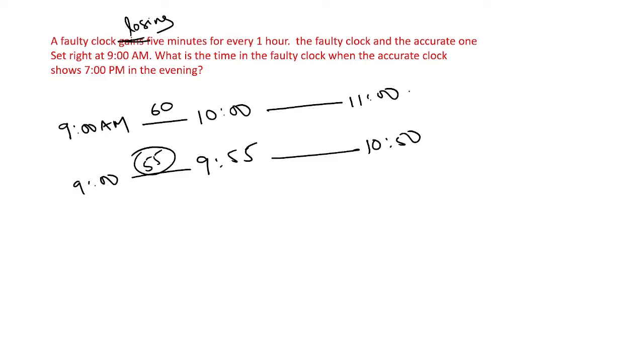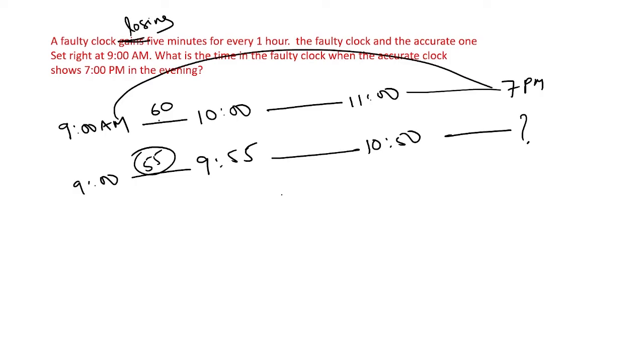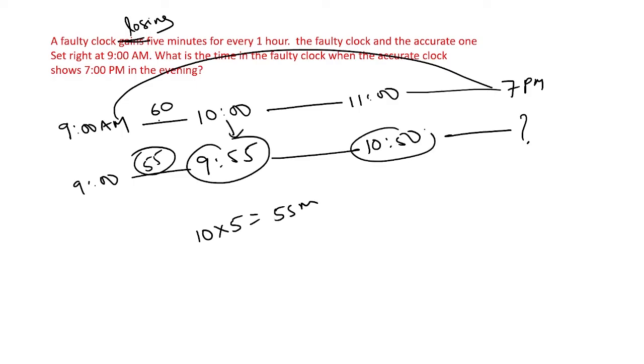Now, the original one is showing 7 p.m. You need to find out the faulty one's time. For every 1 hour, it is going to lose 5 minutes. There is a 10 hours gap between 9 a.m. and 7 p.m., so in these 10 hours, it is going to lose 50 minutes. If you observe here, the wrong time is less than the original time. That means subtract 50 minutes from the original time and you will get your wrong time. So the answer should be 6:10 p.m.